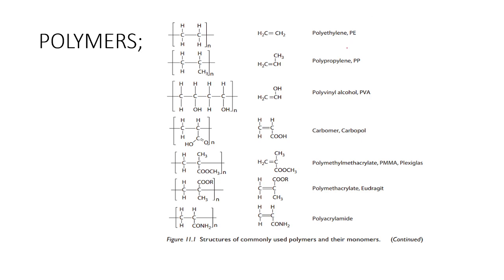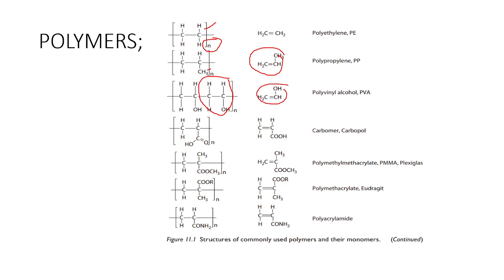These are the different kinds of polymers that can be used. That is polyethylene. This n indicates the number of monomers. This is the structure of polyethylene. Next one is the structure of polypropylene. Propylene is three carbons: one, two, three carbons. Next, polyvinyl alcohol. This is the structure of polyvinyl alcohol, which is water soluble in nature.